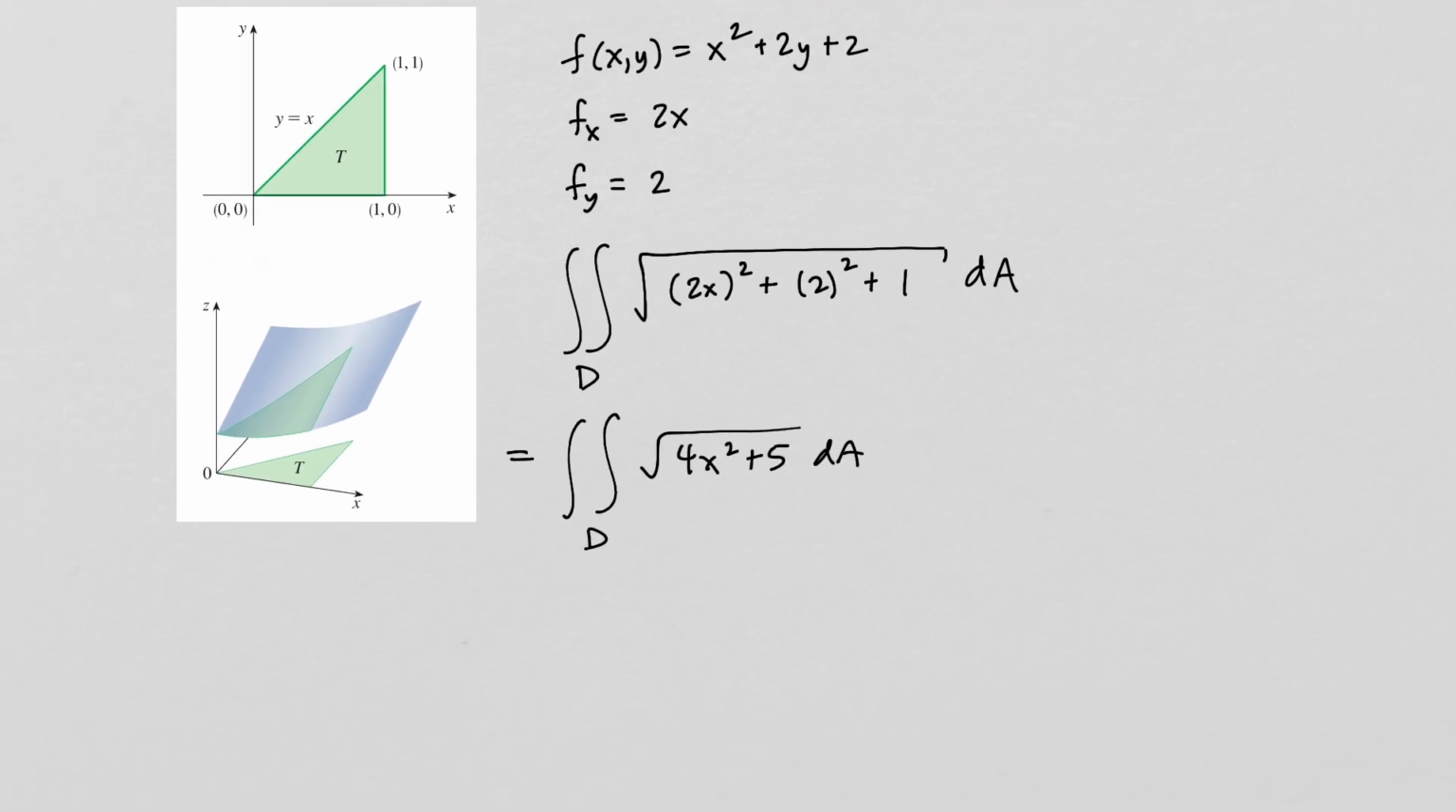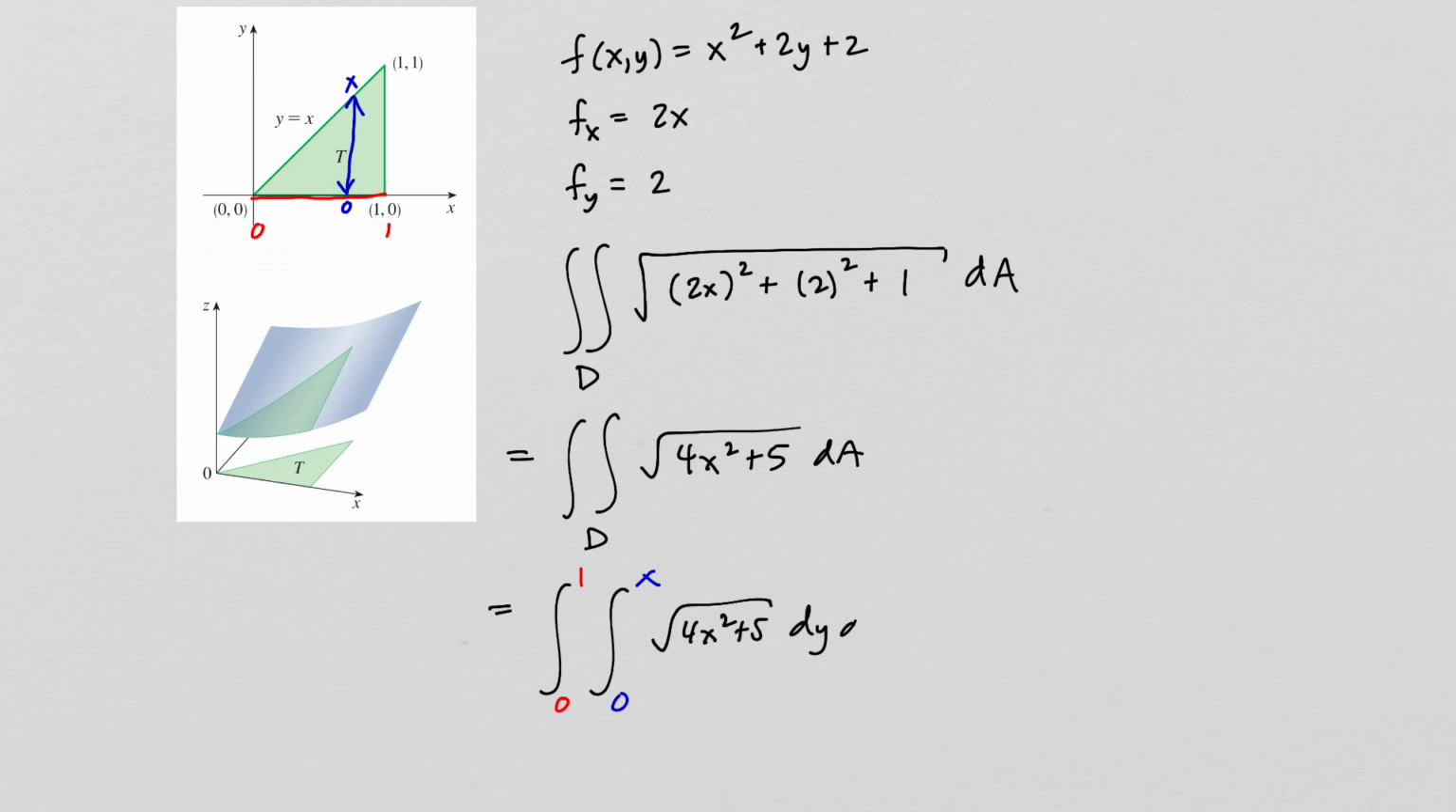Okay, so now we just need to figure out the region. I'm going to integrate with respect to y first. And with respect to y, you can see in our domain here that y changes from 0 to x. So we'll go ahead and put that down. And of course, x is simply changing from 0 to 1. And then we have our function, square root of 4x squared plus 5, dy dx.